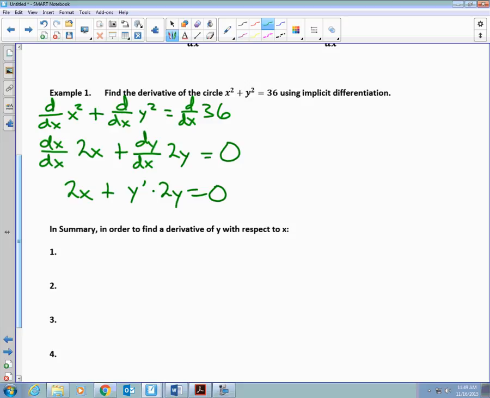Now, what we're used to solving in this class would be solving for y prime. How would you solve for y prime? We subtract 2x: y prime times 2y is equal to negative 2x. We divide by 2y. We get y prime is equal to negative x over y.